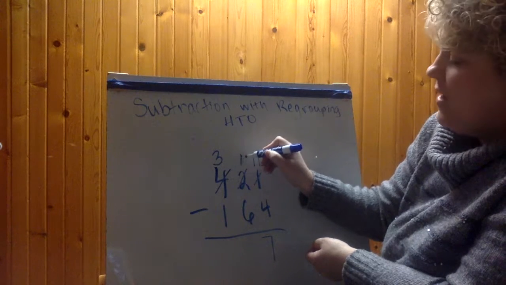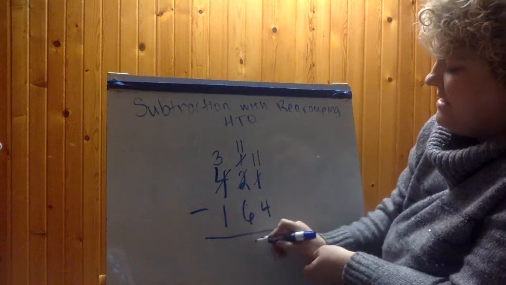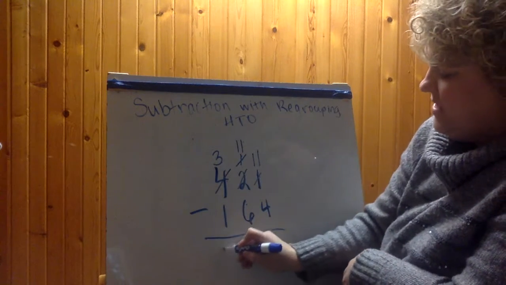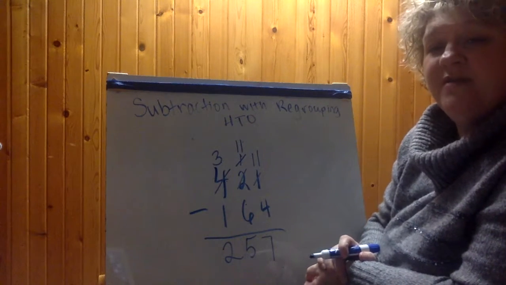We're going to add 10 to 1. So what is 10 plus 1? Hopefully it's 11. 11 minus 6 is 5. 3 minus 1 is 2. So 421 minus 164 is 257.